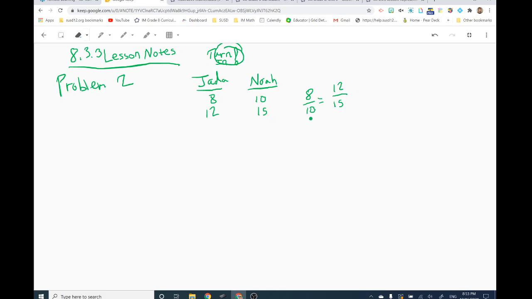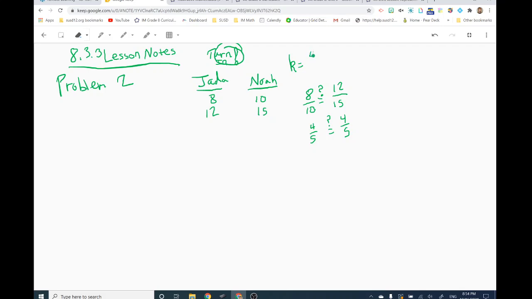Let me simplify the fractions to find out. This simplifies to 4/5 and 12 over 15, let's see if they're equal. I should have put a question mark here because I'm telling you they're equal. That's not what I meant. I meant, are they equal? Anyway, this also simplifies to 4/5. Ding, ding, ding, ding. We have a proportional relationship. So right off the bat, we can find our proportional constant.